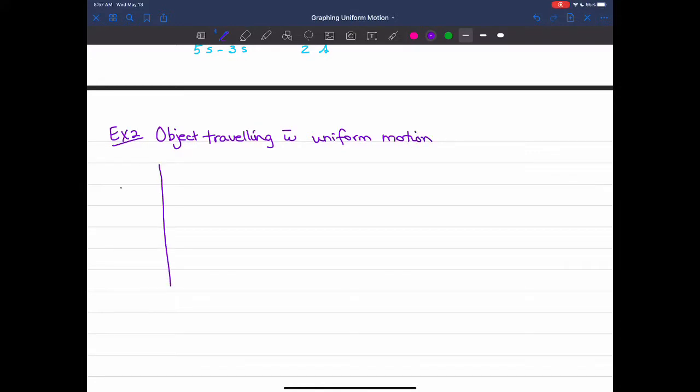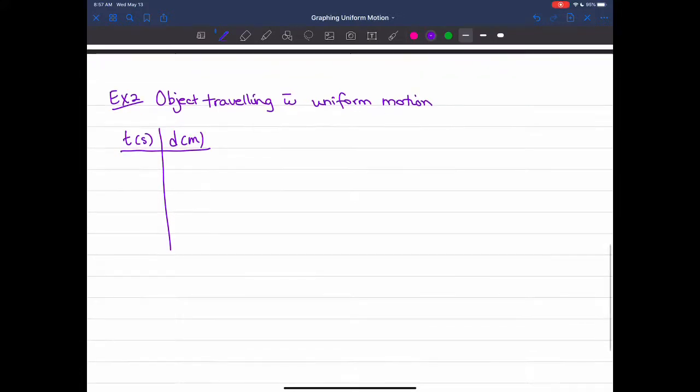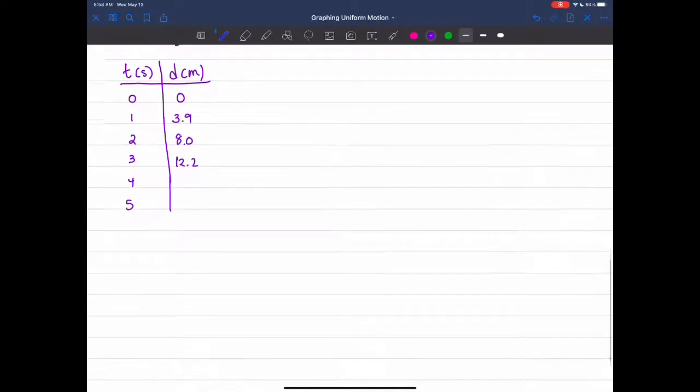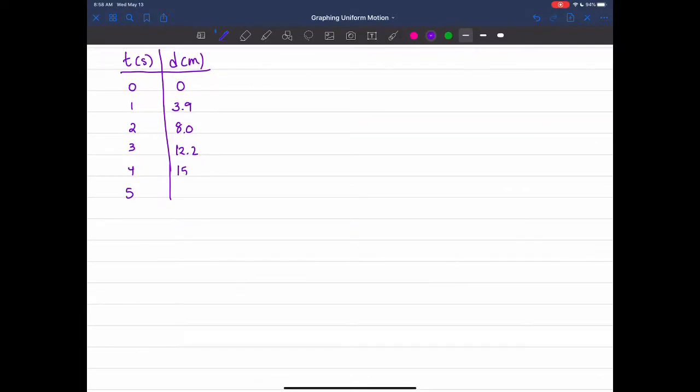And I'm going to give you a chart, time in seconds and distance in meters. And this time we're going to go 0, 1, 2, 3, 4. Let's do 5 seconds. And we have 0. Not as precise this time, or not as evident as traveling, but you can see it's still uniform motion.